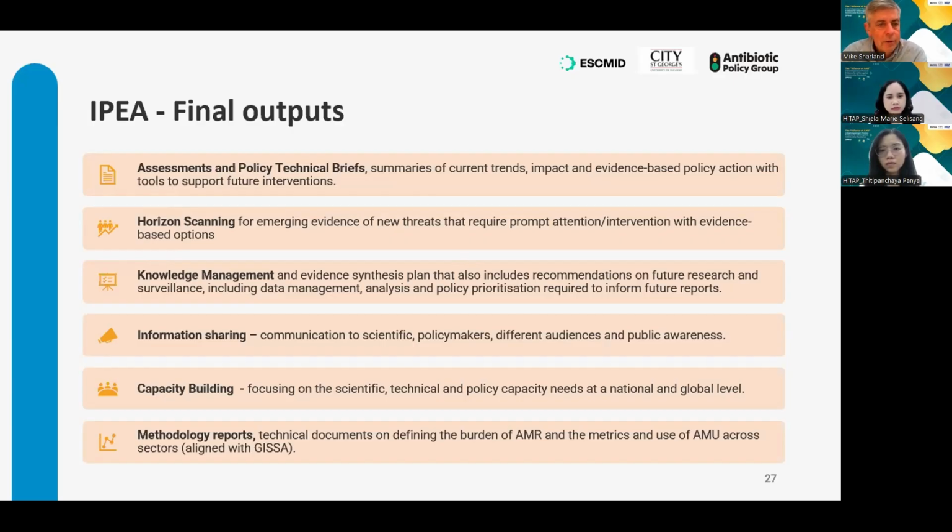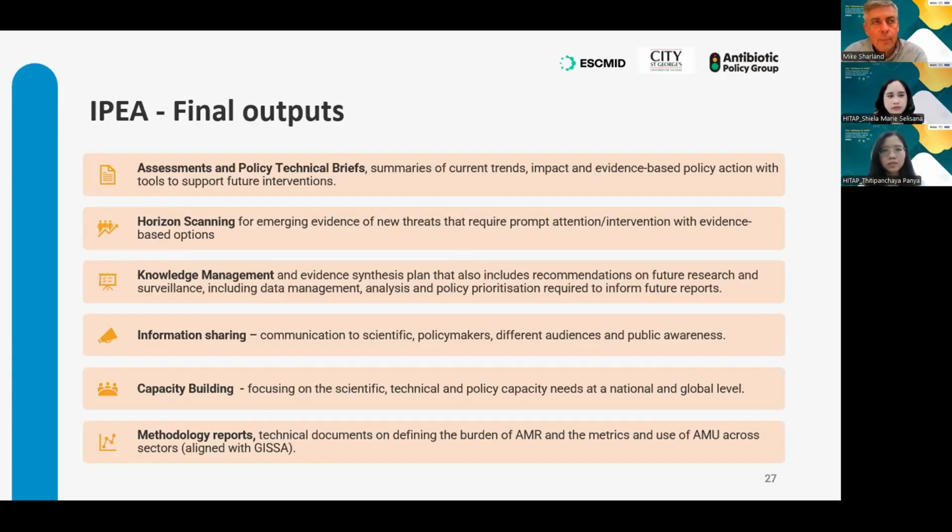There's policy and technical briefs, as always. There potentially would be some horizon scanning, if there's a new threat that might require prompt attention. And there's a lot about knowledge management, about the evidence synthesis, and what the recommendations are for future surveillance and research. What do you need? What can you do now? What should you do now? And then what you actually need more research on, and a value of information approach to this is probably one of the ways forward.